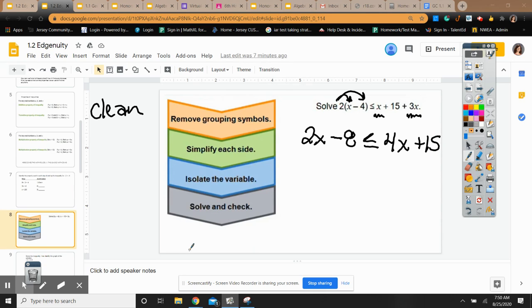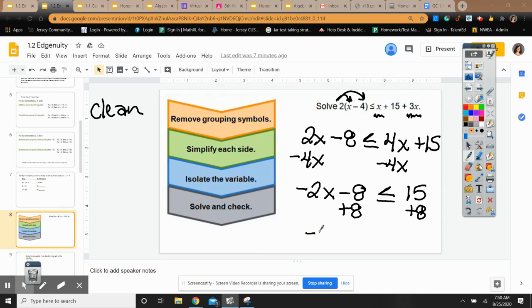Okay, now let's get our x's together and get our numbers on the other side. We're going to isolate the variable. Some kids always like to move the smaller of the variables. That is fine. I like to move my x to the left, so I'm going to go ahead and subtract 4x here. If you went the other route, you will get the same thing. So I have negative 2x minus 8, less than or equal to 15. That's personal preference. You could have moved the 2x over there. I'll add 8. This is the addition property of inequality. Negative 2x less than or equal to 23.